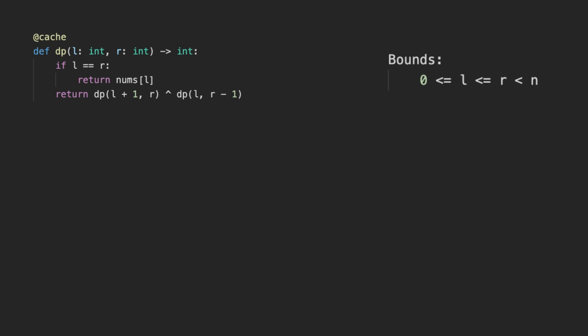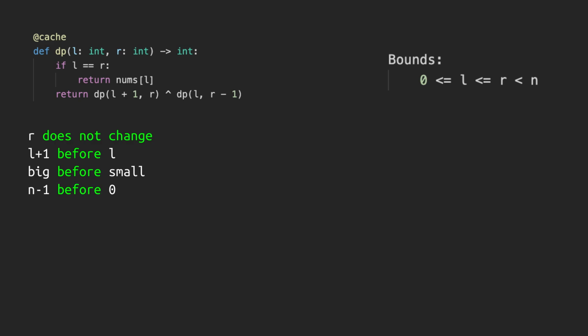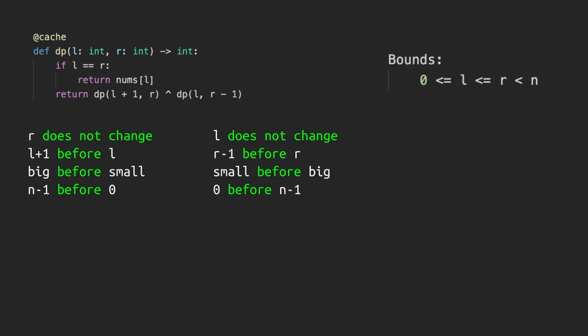How do we write this iteratively? Don't let the left and right fool you. It's a lot like our coin change problem. We have two recursive terms with two unchanging parameters. Since r does not change, we must calculate l plus 1 before l, big before small, and thus n minus 1 before 0. Since l does not change, we must calculate r minus 1 before r, small before big, and thus 0 before n minus 1.